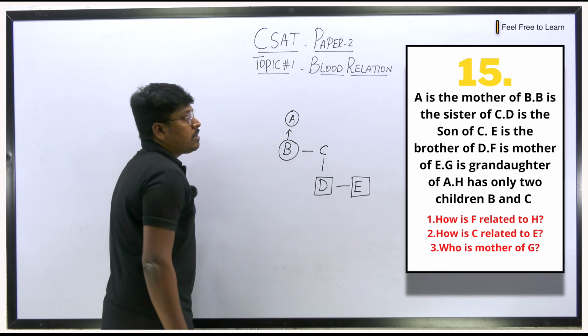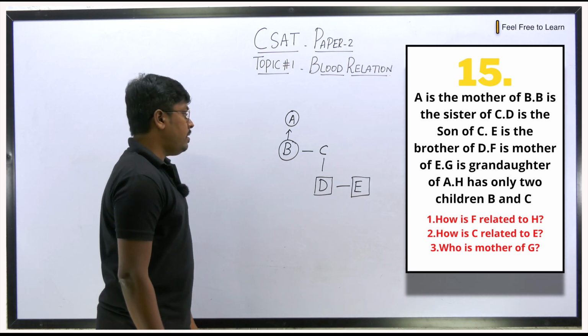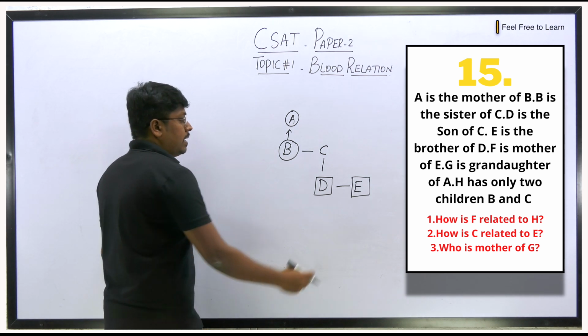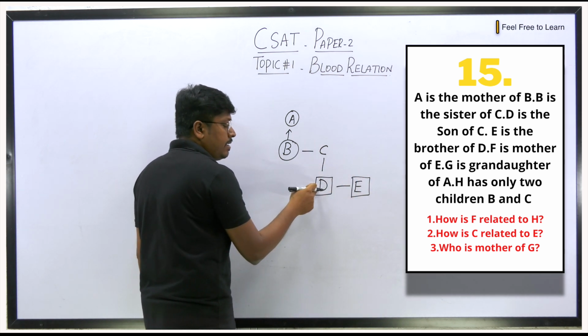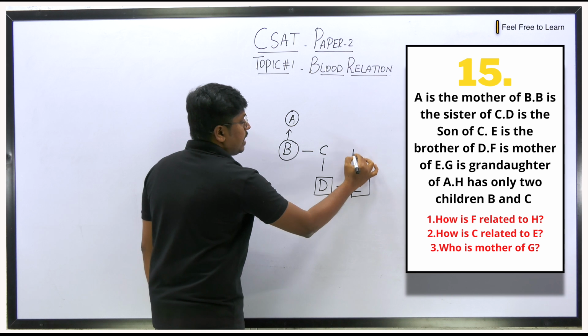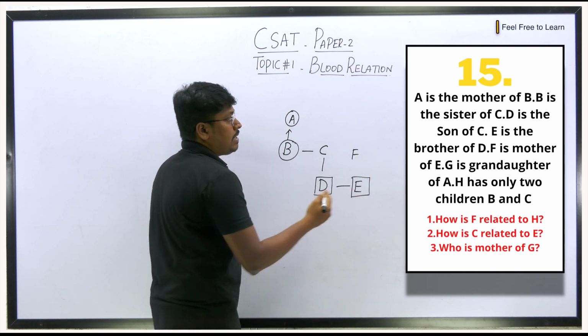So the next point is F is the mother of E. So E's mother is F. Just see here, we already know that C's son is D. So now E is calling F a mother, right? Yes, E's mother is F.